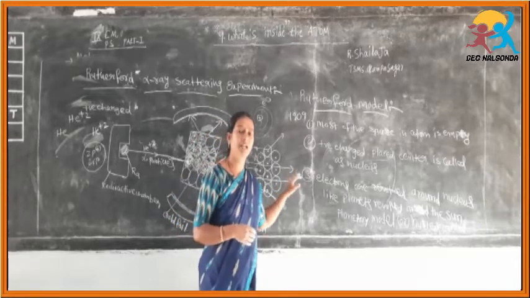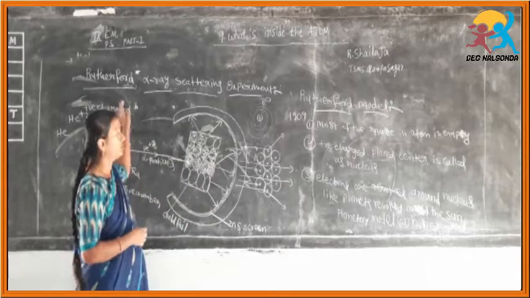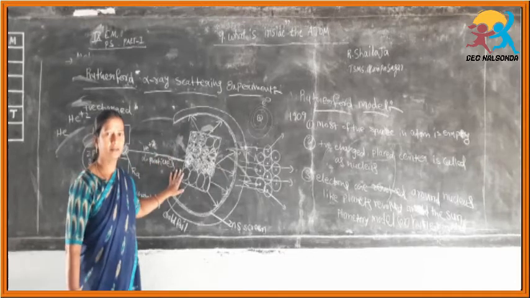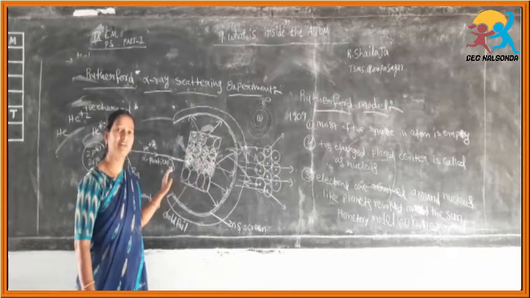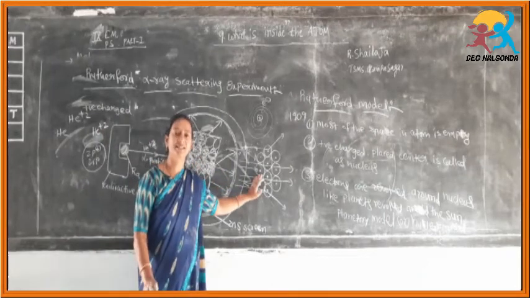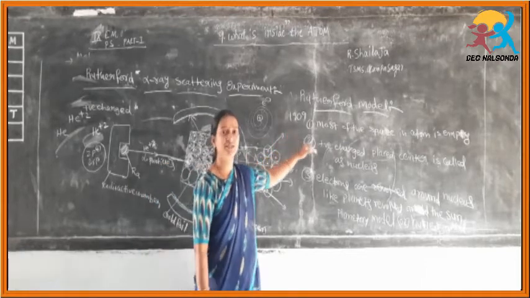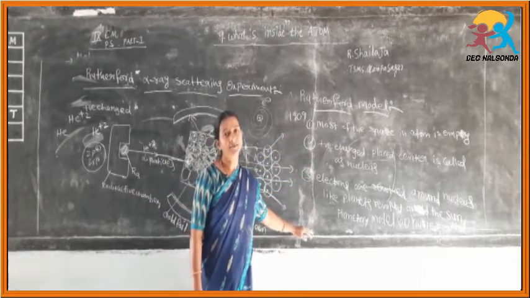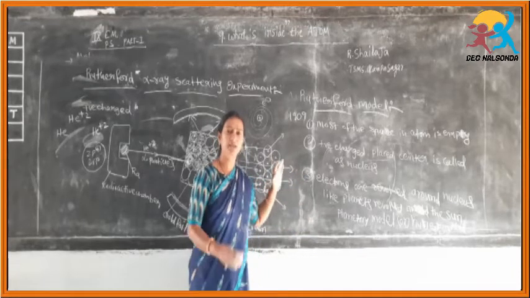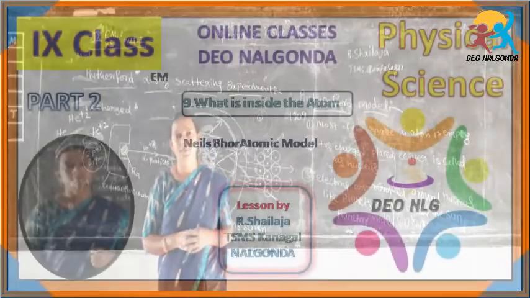Okay, to test the J. Thomson watermelon atomic model, Rutherford did the alpha ray scattering experiment. In this experiment, we observed that most of the alpha rays passed through the gold foil. This leads to the conclusion that most of the space in the atom is empty. So Rutherford proposed another model, the planetary model or nuclear model. In this also there is a drawback, and overcoming it is the next Niels Bohr atomic model. Okay, thank you.